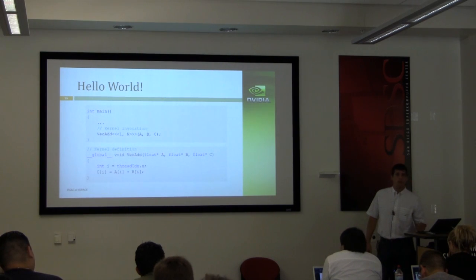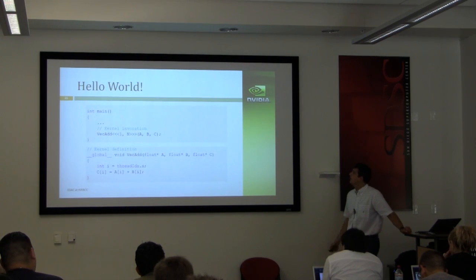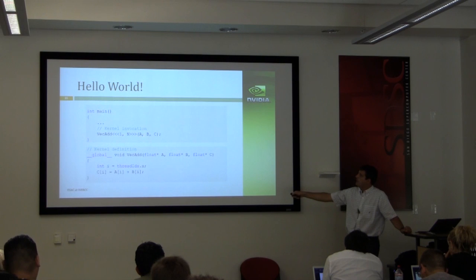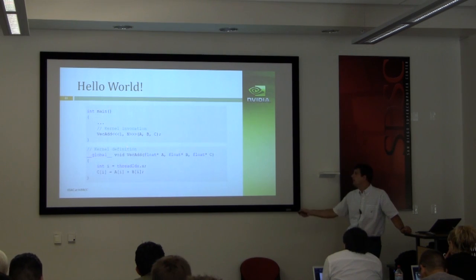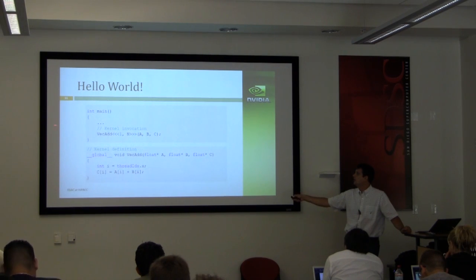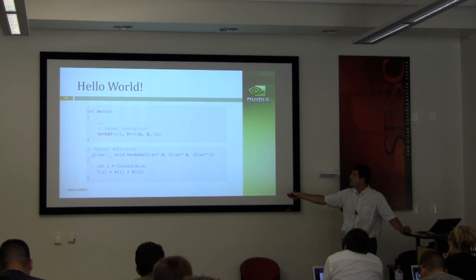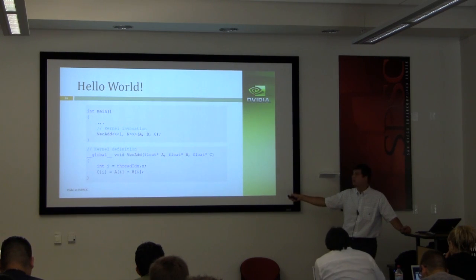So this is how a hello world looks. You have your C code, the usual main function that starts out with the usual stuff. And then at some point you say, now here I want to run my kernel. My kernel gets pointers A, B, and C, and it will add A and B and save the results in C. Here's a magic construct that says how many threads to run, essentially. We'll look at this in detail.